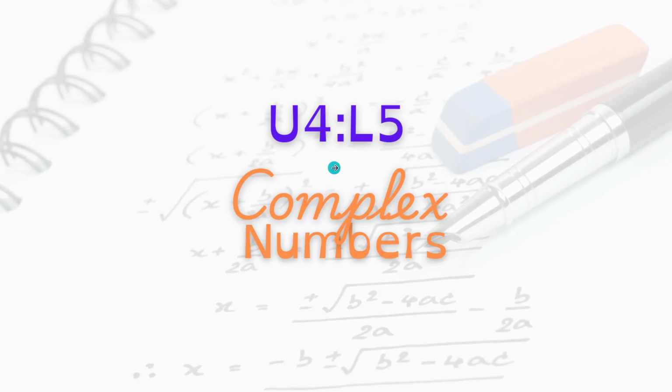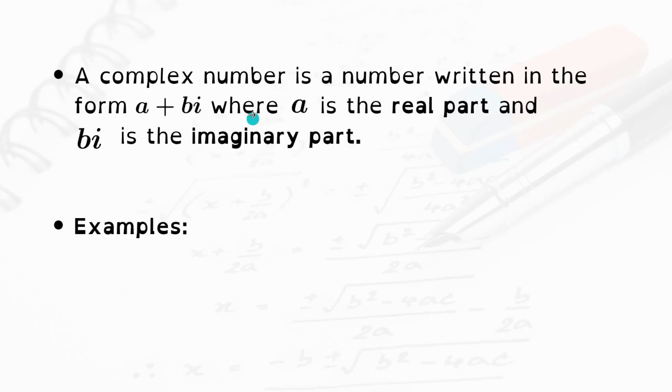So Unit 4, Lesson 5 is complex numbers. A complex number is a number that has both a real and an imaginary part. So it'd be something like 5 plus 6i, negative 2 minus 12i, negative 6 plus i. Anything with a real and an imaginary part is a complex number.